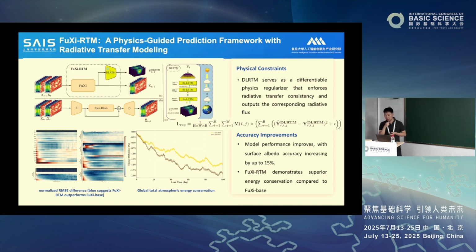And also the FuXi RTM demonstrates superior energy conservation compared to the baseline models. The left bottom plot, this time series plot, shows how the energy conservation compares to the ground truth. So we have much lower differences compared to the baseline model if we incorporate these physics schemes.